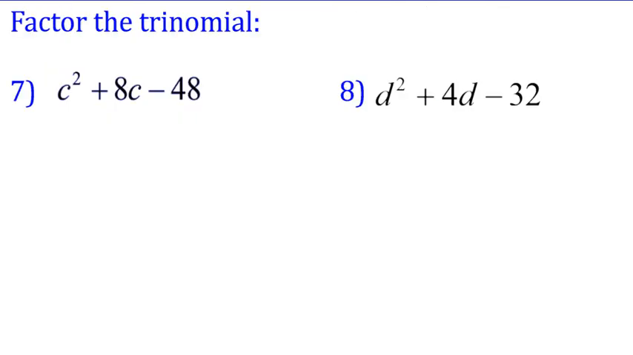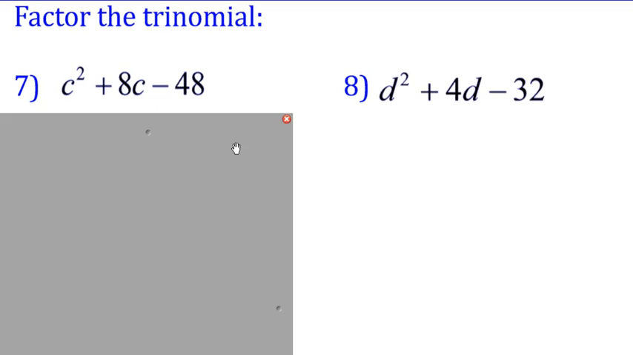So let's see if we can factor these trinomials. So again, we look to see does it have a common factor. In this case, it's 1, so we can think about the number patterns. What times what will give us negative 48, and what plus what will give us 8?